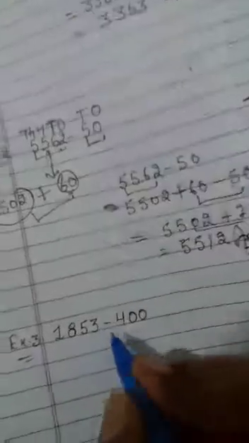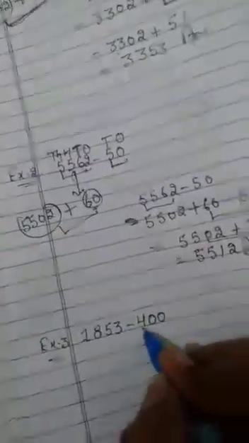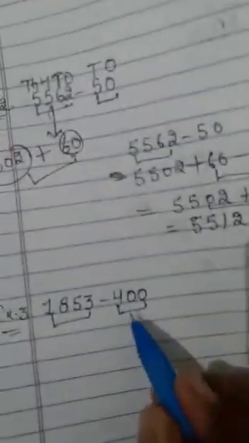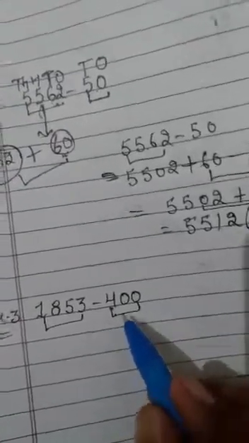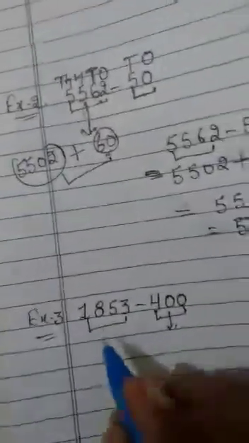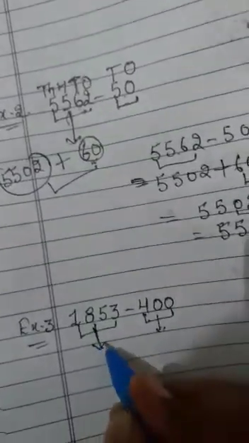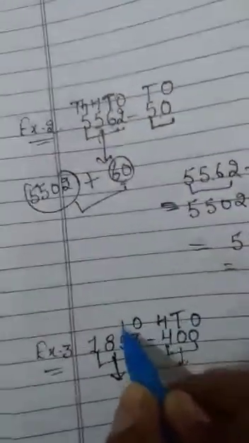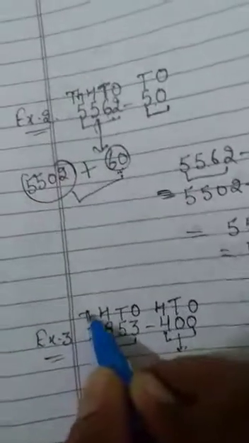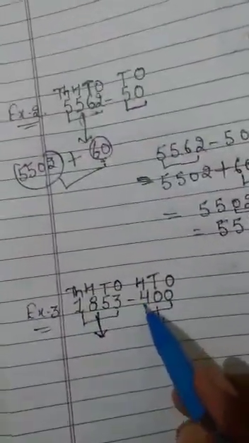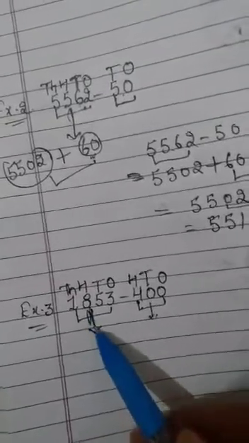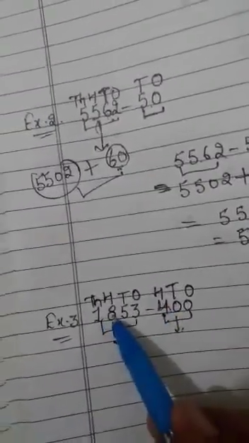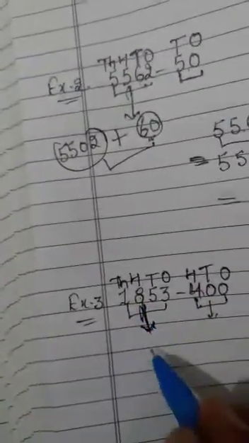Now the third example is separate. Because there is a bigger number and a smaller number, and the smaller number is in hundred form, so we split the bigger number in hundred form. There are ones place, tens, hundreds, thousand. At the hundred place there is 8, so we break the bigger number in hundred form.